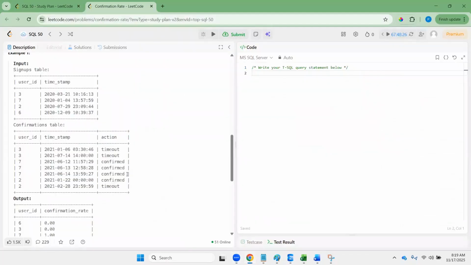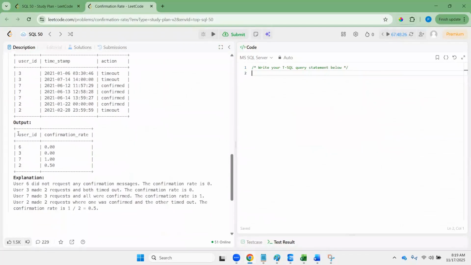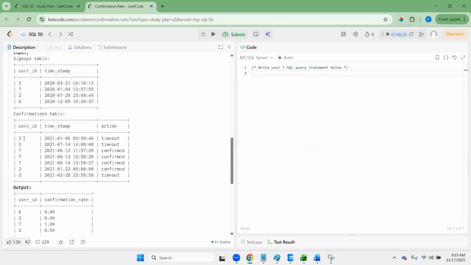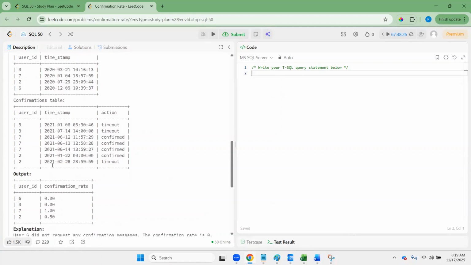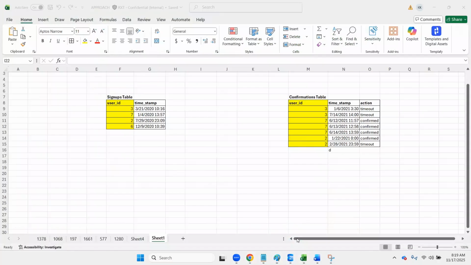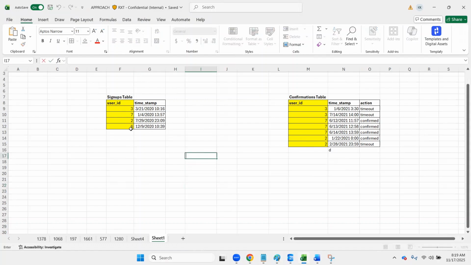Our expectation is we required all the users. If you observe, we can see only the three users in the confirmation table. So we want all the users irrespective of whether they're landing on the landing page or not. All the customers are available in the sign up table, so we want all the records from the left table. So we are going with the left join. So let me take the left join.